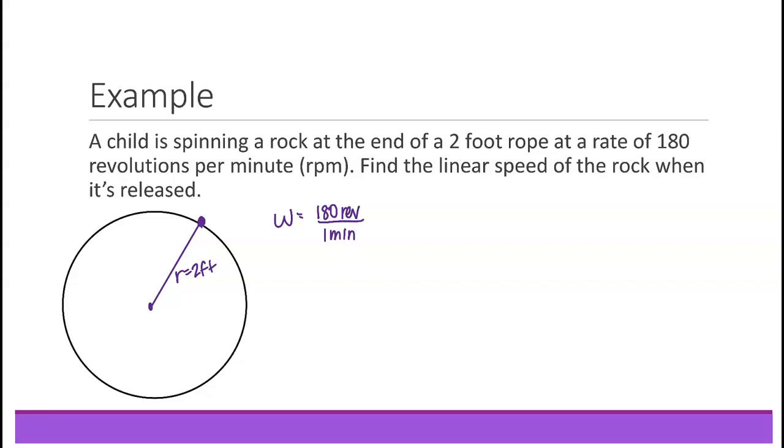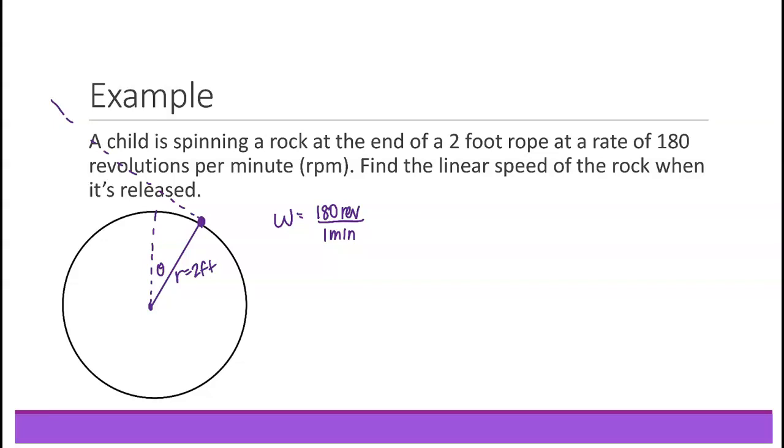All right, I'm going to write it like this. Find the linear speed of the rock when it's released. Right now I know that the angular speed, so how fast this theta is changing, is 180 revolutions per minute. But I want to know the linear speed right when I let go. This rock is going to shoot in a linear direction. If I let go, it's just going to take off in a straight line. And how fast will it be going in that straight line?